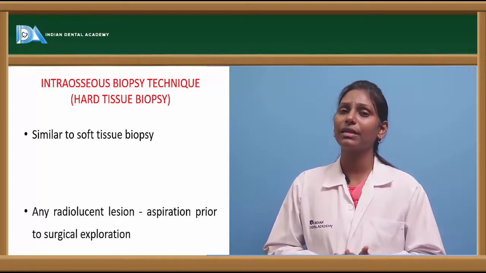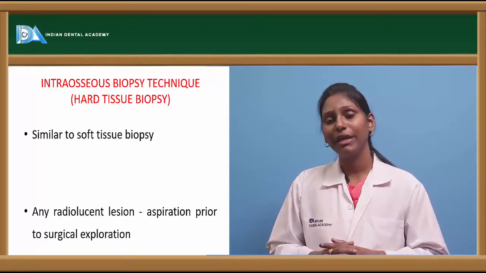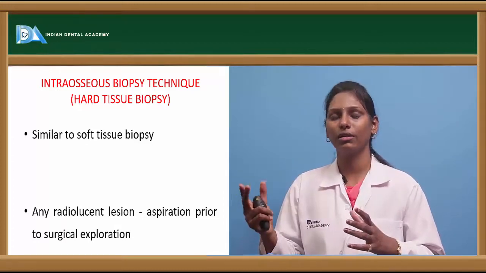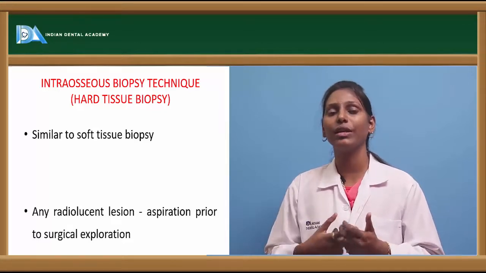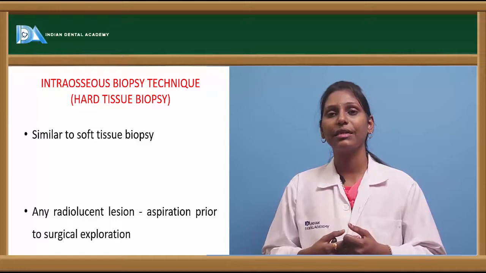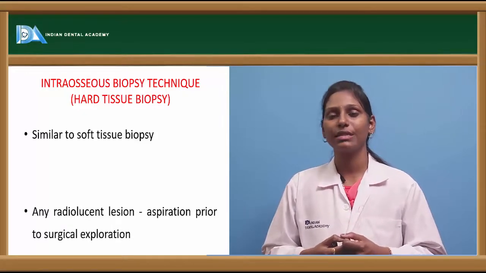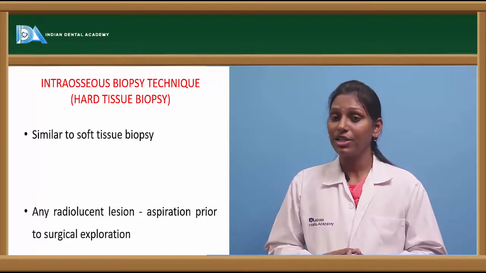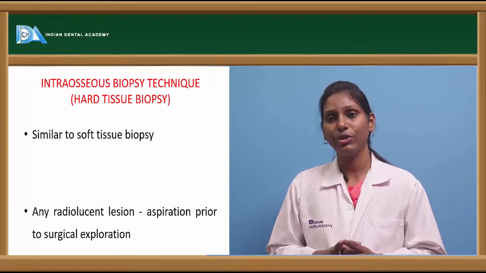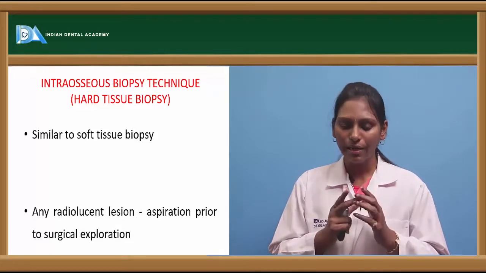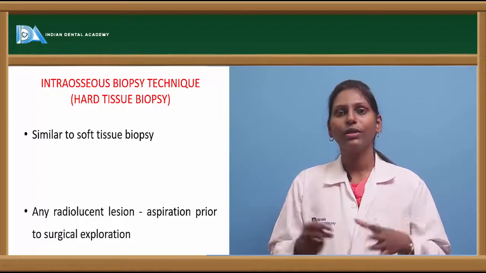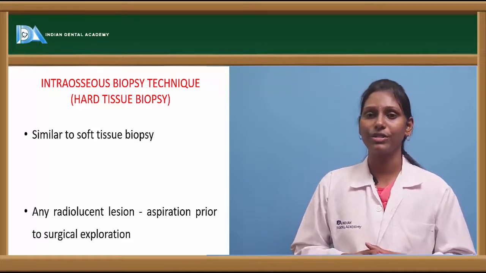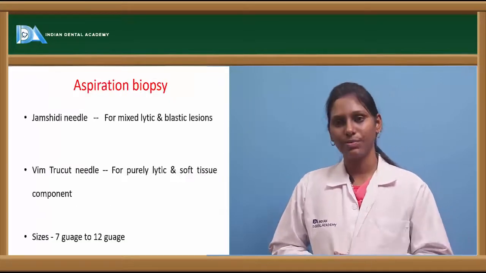Intraosseous biopsies are usually indicated if we find any radiolucent lesions within the bone structures, or radiopaque lesions also, like cysts or tumors or any fibro-osseous lesions that are present within the bone. In those cases, normally these intraosseous biopsy techniques are required. When we see a radiolucent lesion within the bone, always do an aspiration, as I have already told you, before any surgical exploration, to exclude intraosseous hemangiomas or intraosseous arteriovenous malformations. To exclude that, go ahead with the aspiration biopsy.